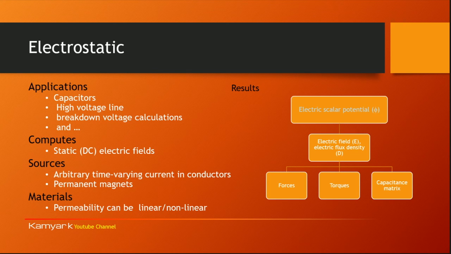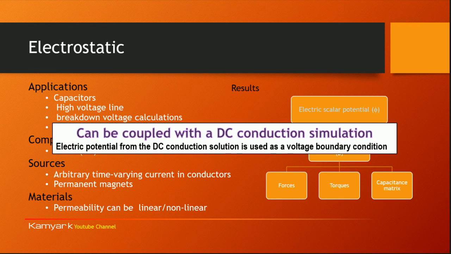Now from that point you can also ask the simulator to do some extra optional steps for calculating the forces, torques, and capacitance matrix. Remember that these are basically the equivalents of what we have on the magnetic side, which was magnetostatic. And you know that these can also be coupled with the DC conduction simulations.